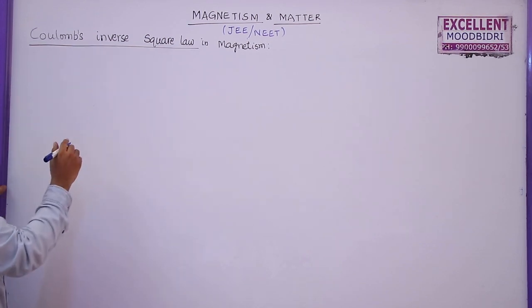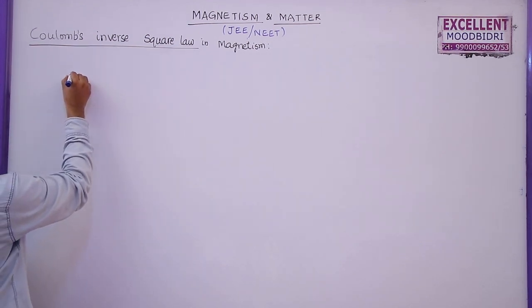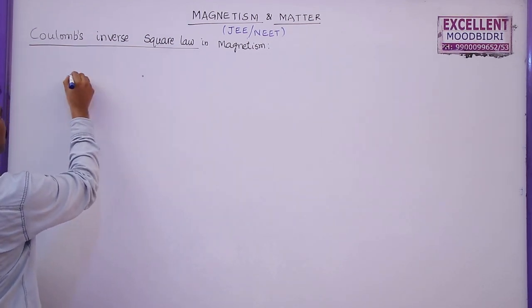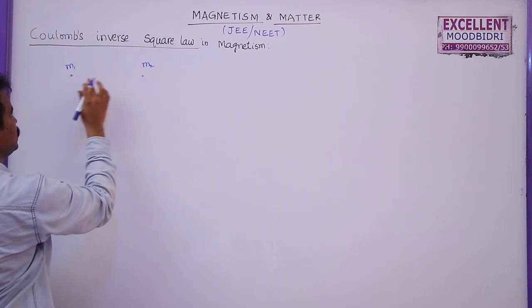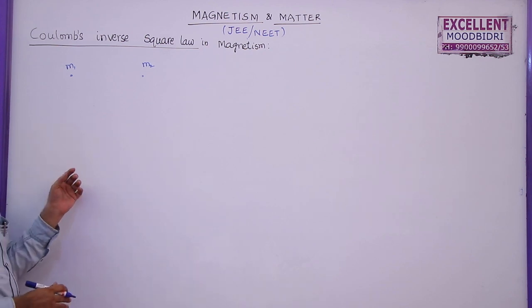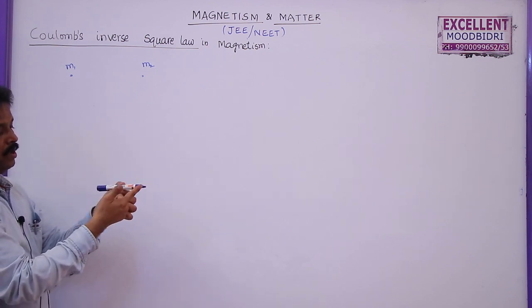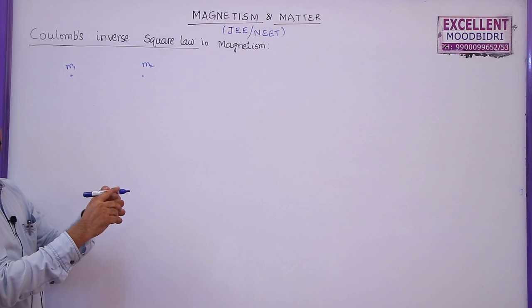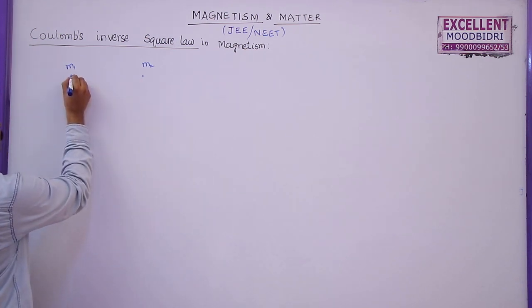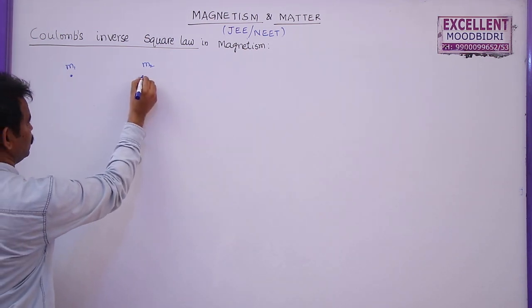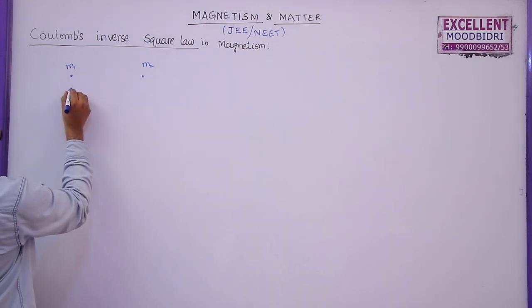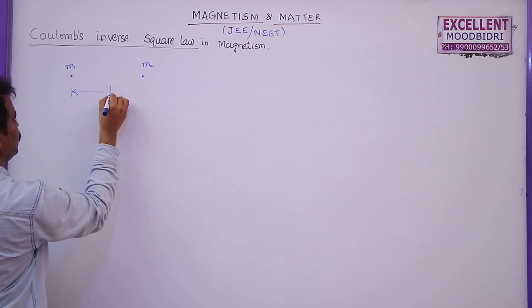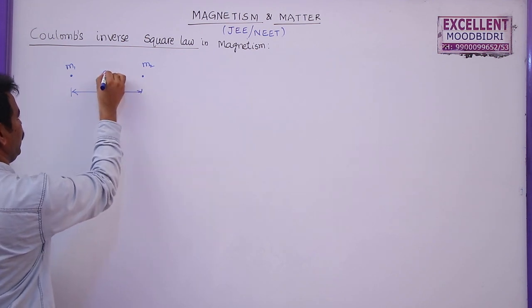Coulomb's inverse square law in magnetism. If there are two magnetic poles of pole strength M1 and M2, these are two different magnets. Why? Because generally for a given magnet, both poles have the same pole strength. But here I am denoting this as one pole of one bar magnet and this as another pole of another bar magnet. So that's why the pole strengths are different. And let us say these two are separated by distance d in air.